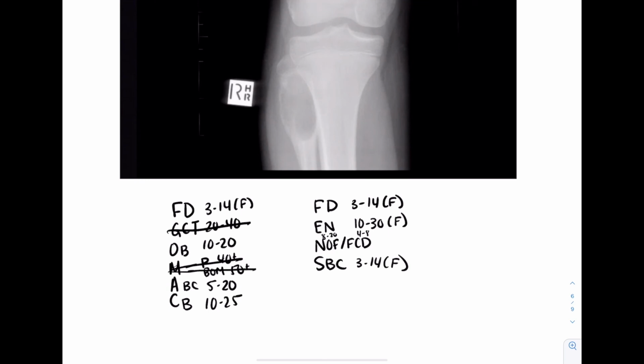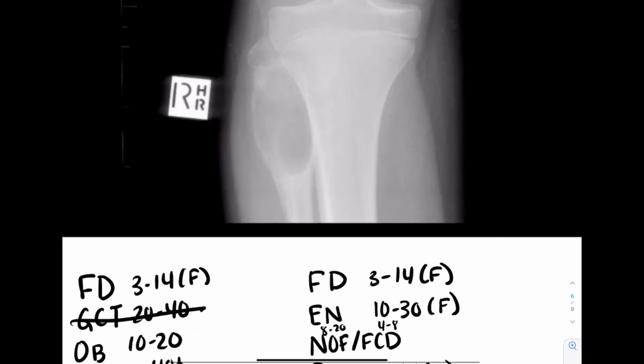Plasmacytoma is gone. Blowout mets is gone. ABC can be there. Chondroblastoma can be there. FD can still be there, right? Both sides. And chondromas can be there. Our NFs, so NOF and FCD, both are good. And simple bone cyst. So now that's really all we've done here.